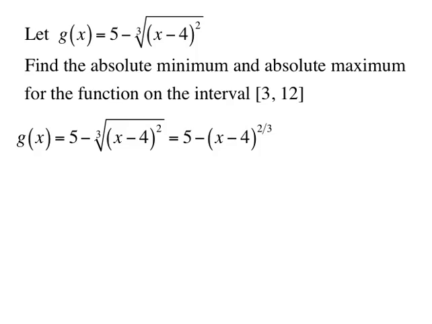So let's rewrite the function as 5 minus x minus 4 to the 2/3. 2 is the numerator of the exponent, 3, the index of the root, is the denominator. And we want to go ahead and find all critical values. Critical values will be points where the first derivative is 0 or where the first derivative does not exist. So we need to find the derivative of g.